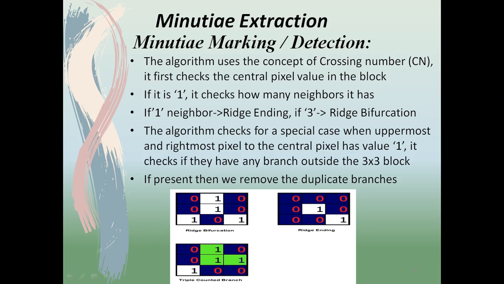And so we remove duplicate branches. Duplicate branches would cause a larger number of minutiae to be detected, and that would be imperfect for our algorithm. So we don't want any duplicate branches. That's why we incorporate this special case, which we call a triple counted branch.